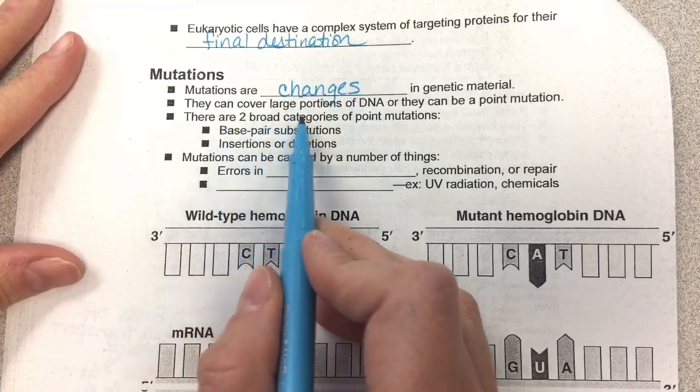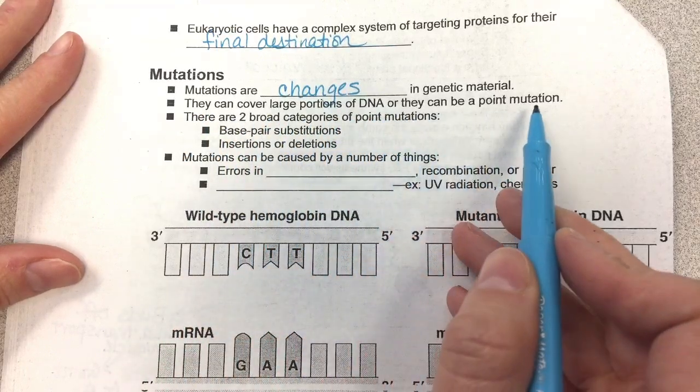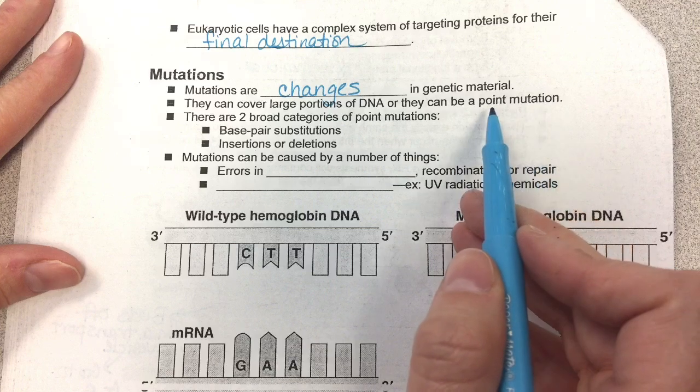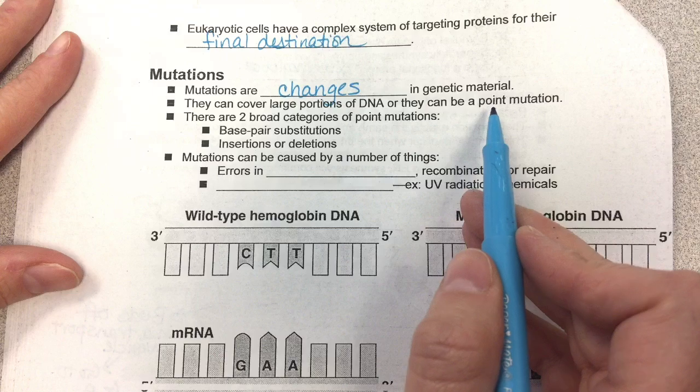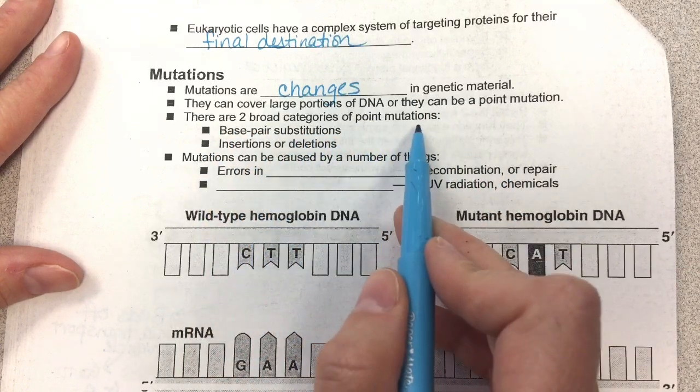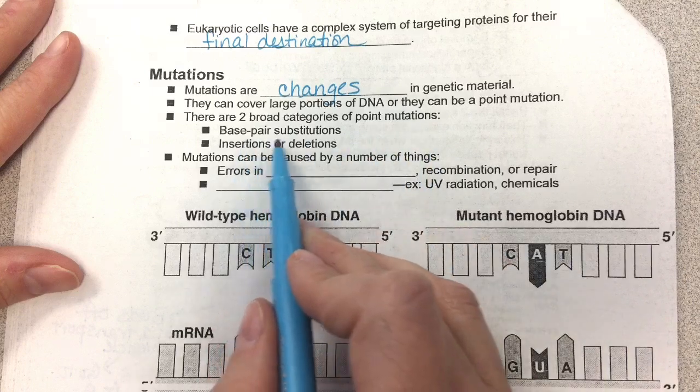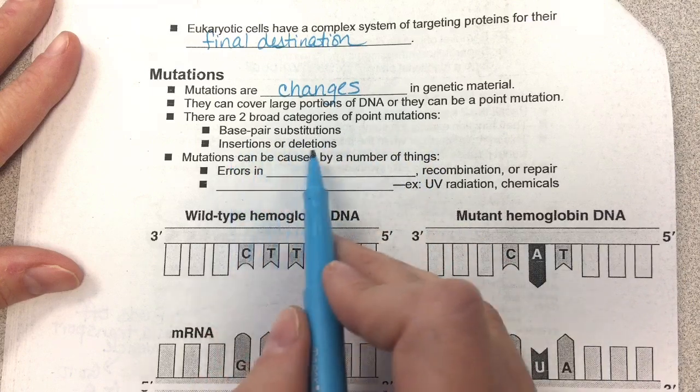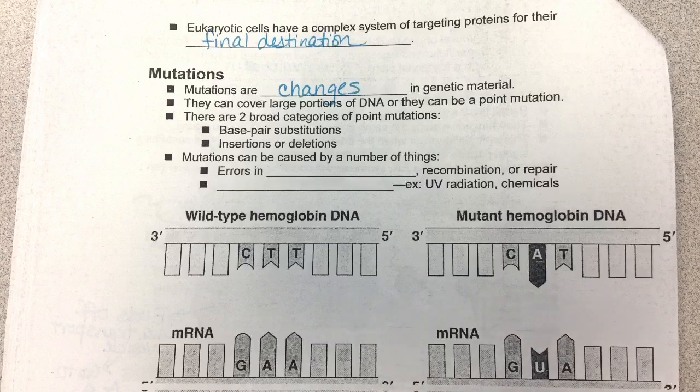Mutations can cover large portions of DNA, or they can be a point mutation, meaning that it is just one particular point or at one particular base that is changed. There are two broad categories of point mutations called base pair substitutions and insertions or deletions.